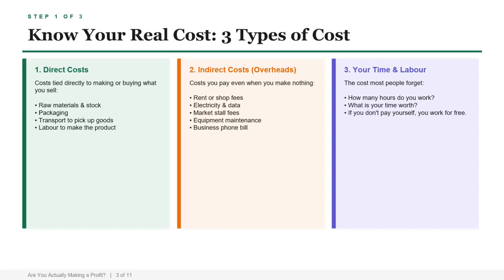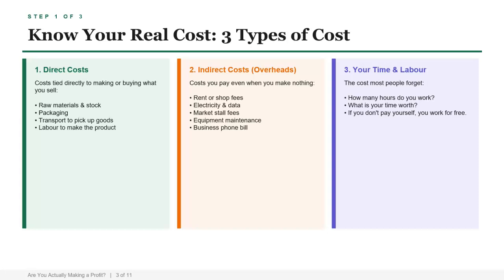These are costs directly tied to making or buying what you sell: raw materials, packaging, transport to pick up the goods, airtime or data that you use to call up your supplier, all of those things, and labor to make the product if you're the one making the product.